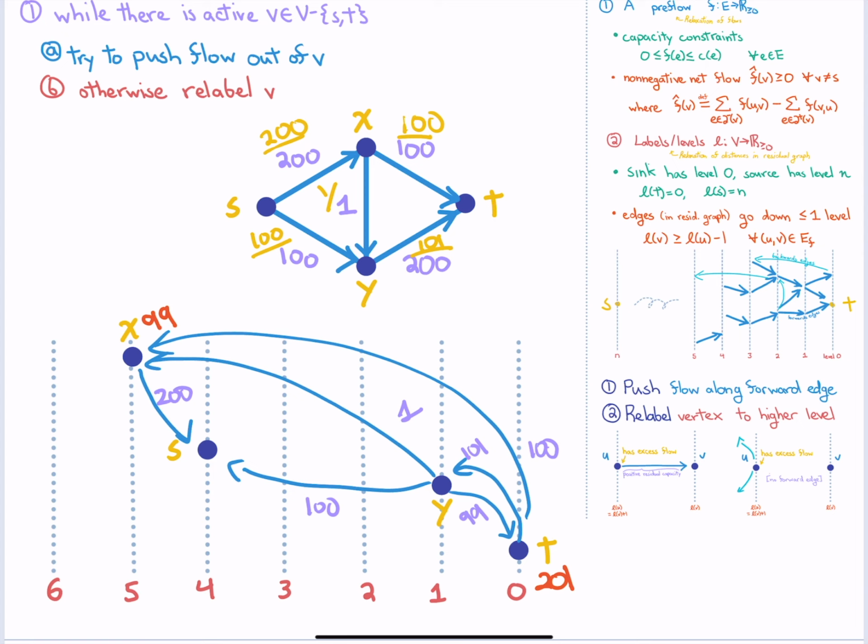All right. Pick an active vertex. You want to push or relabel? Push, I heard. Push to S. Okay. Be like 101.